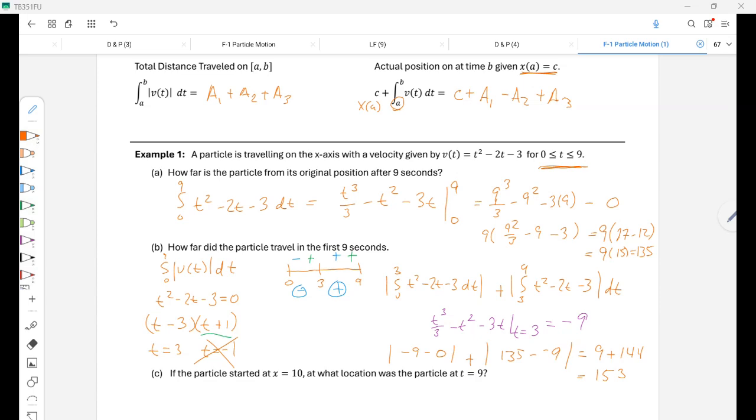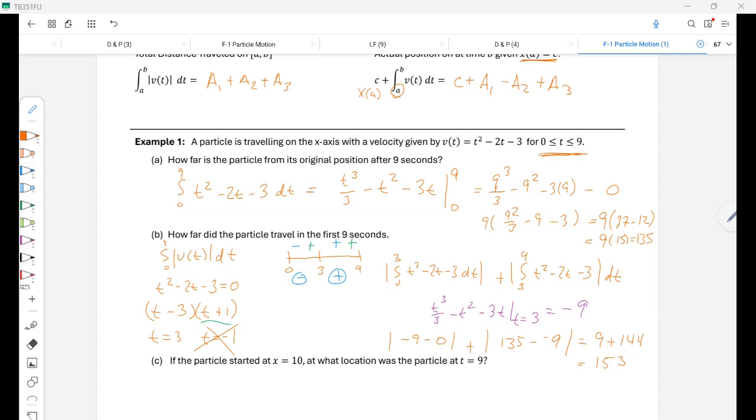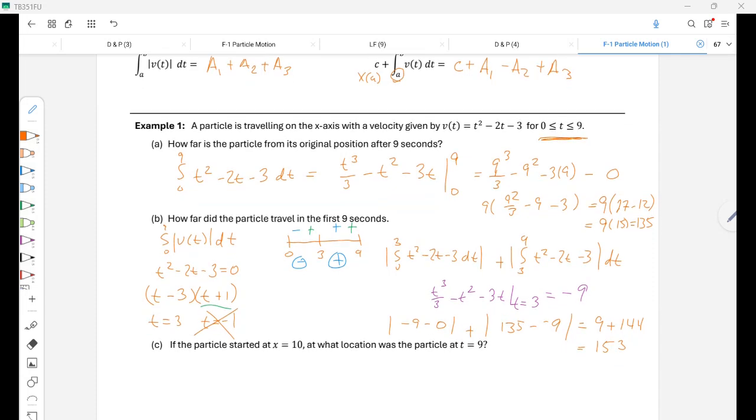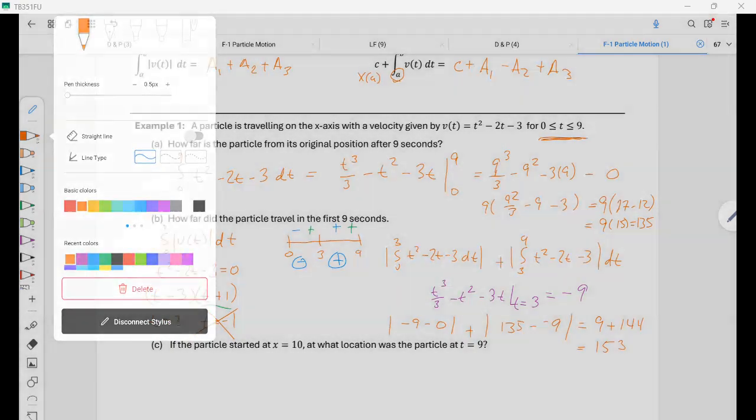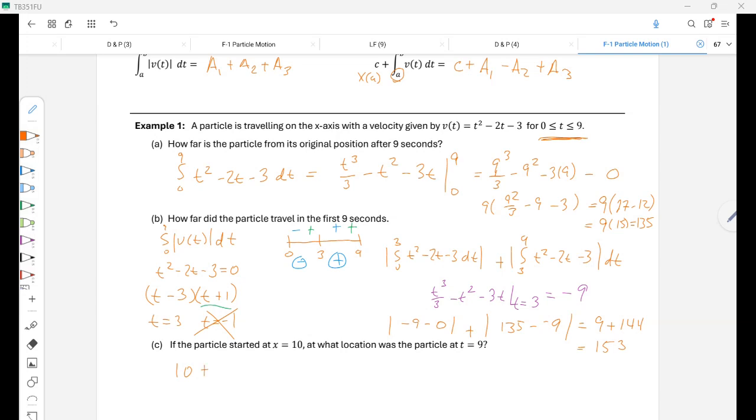And then probably the easiest question on the page, if the particle started at x equals 10, at what location was the particle at t equals 9? Well, that's just going to be 10 plus what we did in example A, 10 plus the integral from 0 to 9 of v of t dt, which we know to be 10 plus 135.